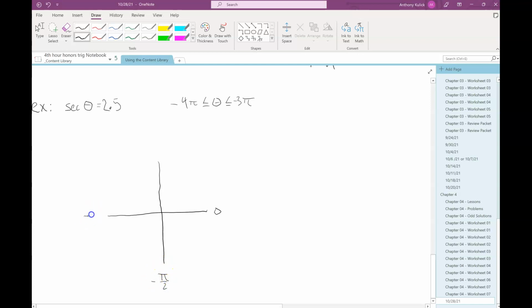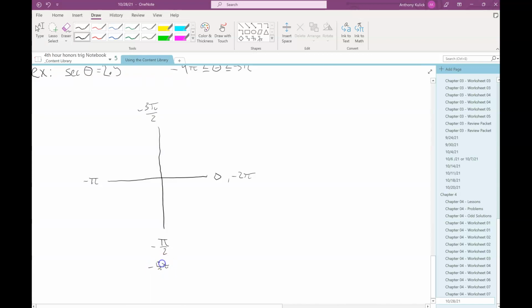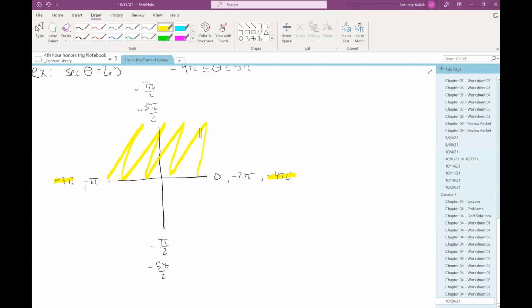So negative pi over 2, negative pi, negative 3 pi over 2, negative 2 pi, negative 5 pi over 2, negative 3 pi, negative 7 pi over 2, and then negative 4 pi. So going from negative 3 pi to negative 4 pi, we're dealing with quadrants 1 and 2. Is that okay, everybody? Notice that we're going the opposite direction because we're dealing with negative angles. So far, so good?